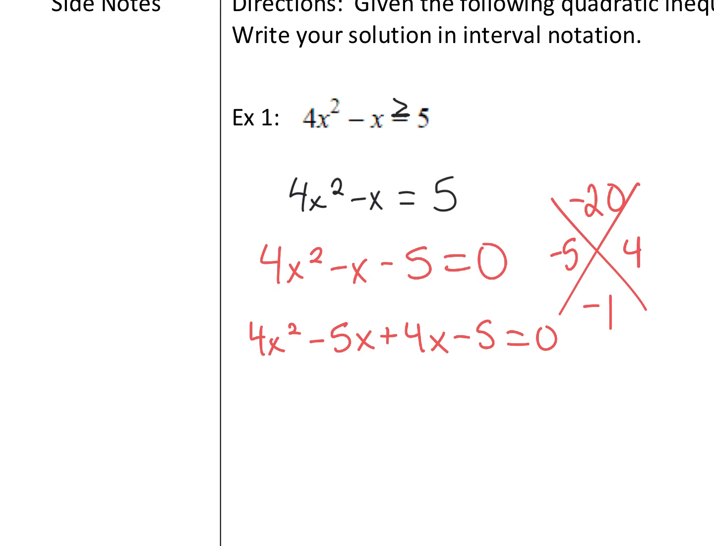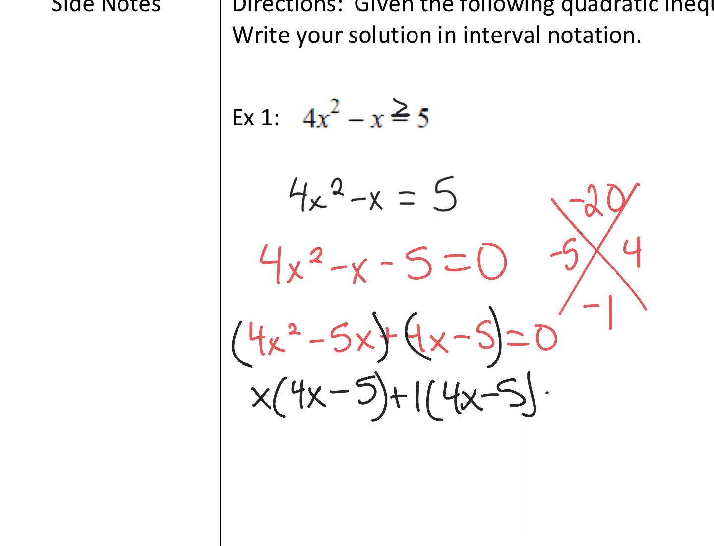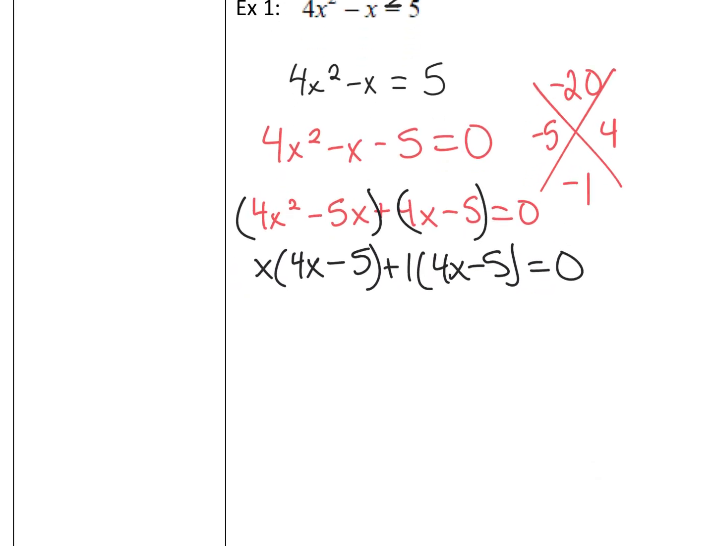I'm now grouping. The first two terms have what in common? X. And when I pull that out, I get 4x minus 5. Next two terms have what in common? 1. So it just stays 4x minus 5. My two factors then are x plus 1 and 4x minus 5.